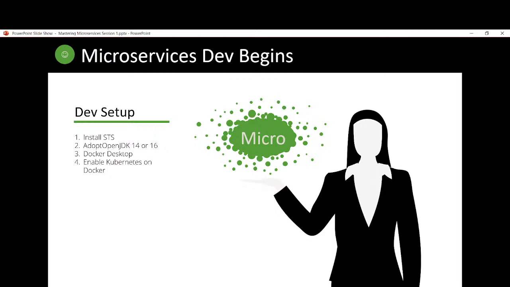The compliance level is still the same, but your Java is still 16. That is fine. And then also you're going to download Docker Desktop. After downloading and installing Docker Desktop, I'm going to enable Kubernetes on Docker. I'm going to show you how to get started with the STS.